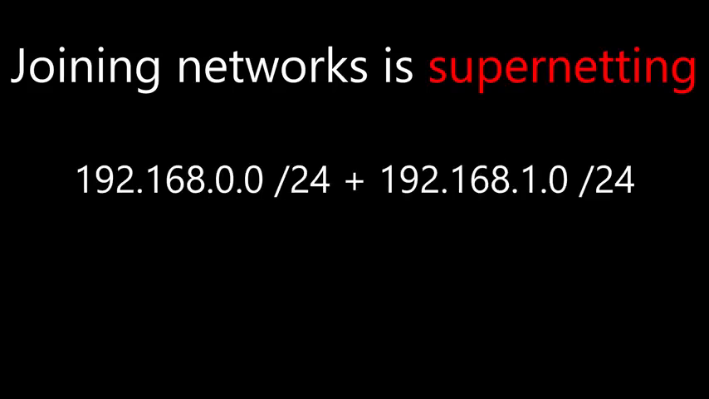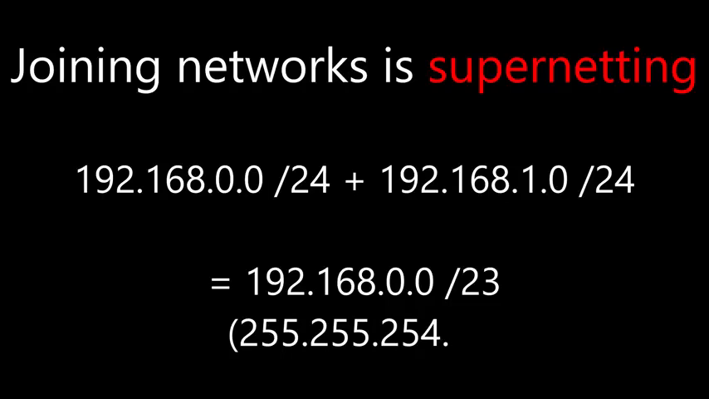This is called supernetting. For example, we may have 192.168.0.0/24 and 192.168.1.0/24. If we want, we can join these into a single network, 192.168.0.0/23. In my opinion, we shouldn't really worry about classful networks in the real world. Use subnetting all the way.